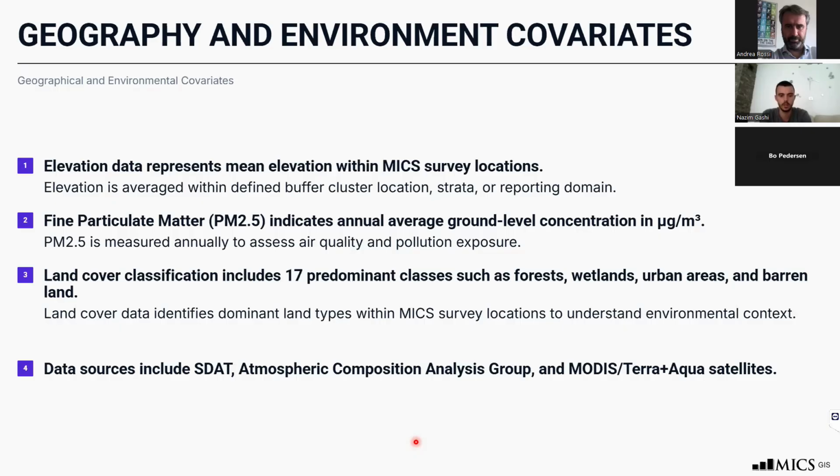And then the third indicator is the land cover type. So we are using a classification coming from MODIS. It has 17 classes, such as forest, wetlands, urban areas, and barren land. So there are 17 classes, and we are classifying each MICS cluster and reporting domain by the majority of the area in which land cover classification belongs. The data sources are listed down here, so it includes ASAT, Atmospheric Composition Analysis Group, and MODIS.